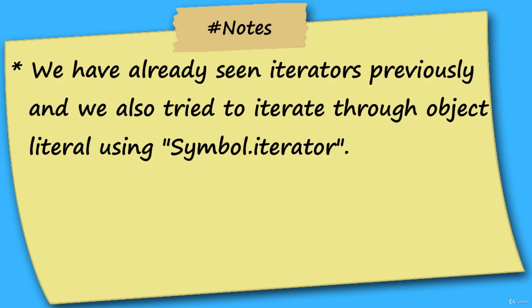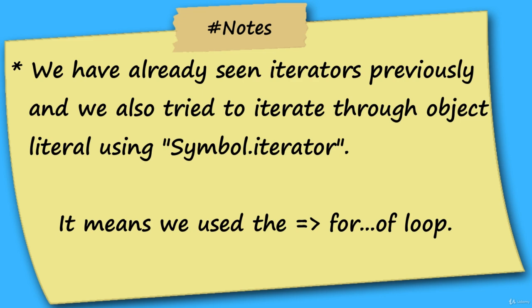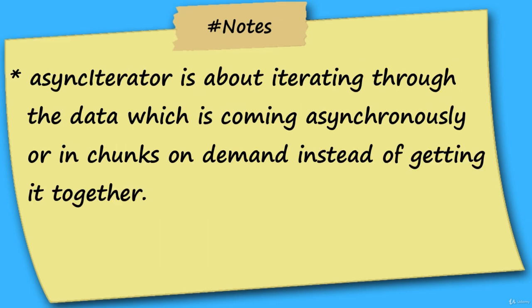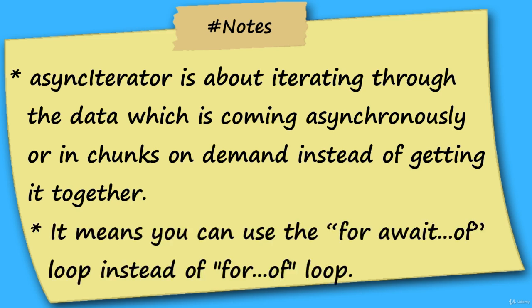We have already seen iterators, and we also tried to iterate through an object literal using Symbol.iterator. It means we use the for of loop. The idea behind async iterator is about iterating through the data which is coming asynchronously or in chunks on demand, instead of getting it together. It means you can use the for await of loop instead of the for of loop.